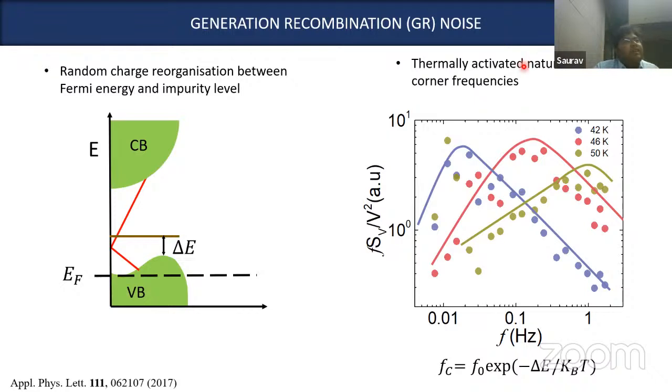Basically, at a finite temperature, think of it this way: there is a Fermi level here, there is an impurity band here, and there is some sort of a resonance. So you have two levels which are dominating, and your signal, the resistance time series, essentially fluctuates between two states. Now when that happens, it is no longer 1/f in nature, but rather it is a Lorentzian.